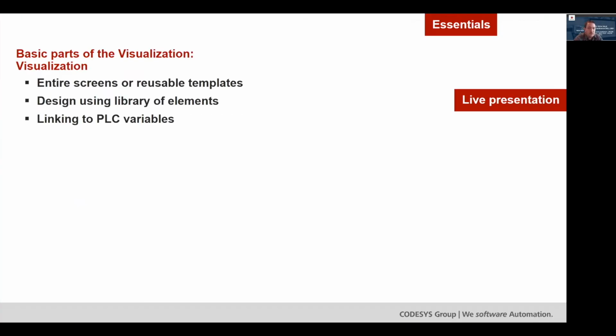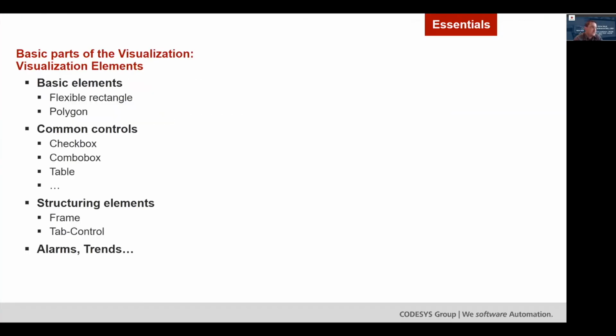So when we go back to our presentation, we can have a look at the next basic parts of our visualization, which are, of course, the visualization elements. Here we have some basic elements. You have already seen them in the short look at CODESYS before. We have some basic elements like a very flexible rectangle element, which can also display circles and rounded rectangles. Then we have a polygon, which can be used for drawing simple lines or flexible polygons as curve values.